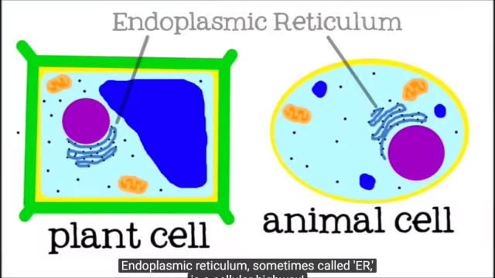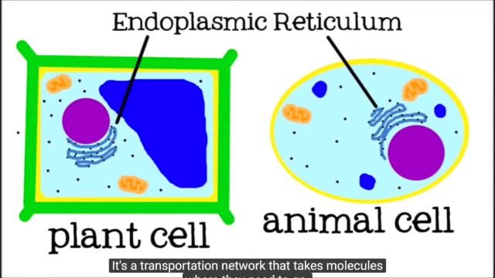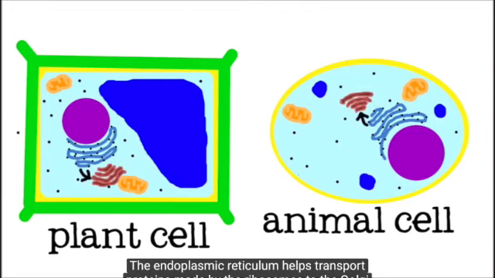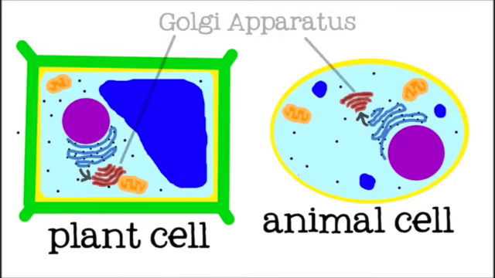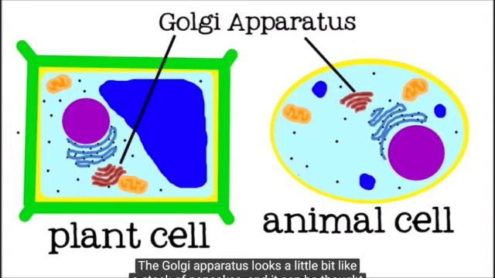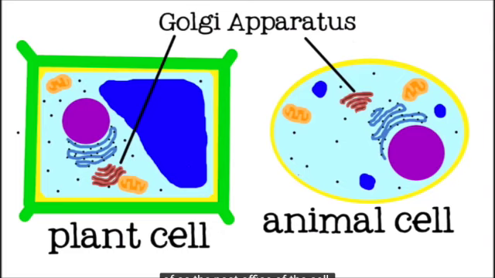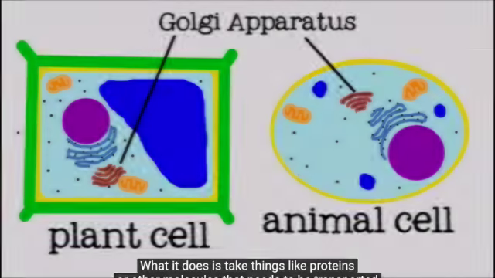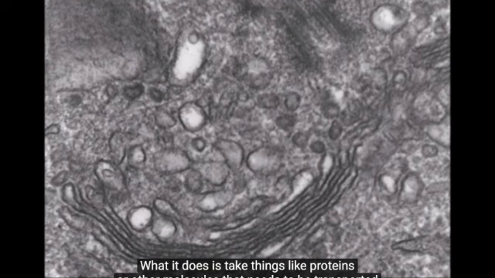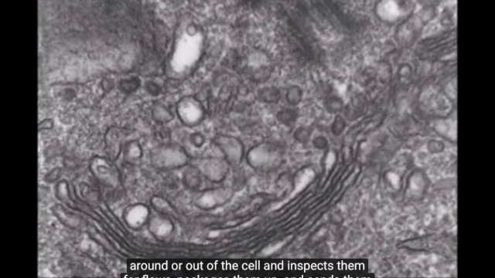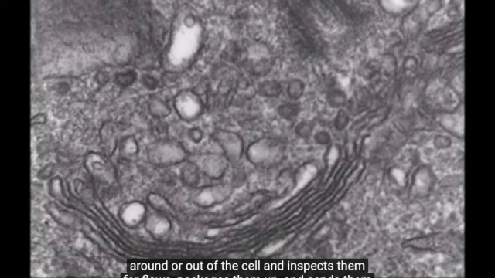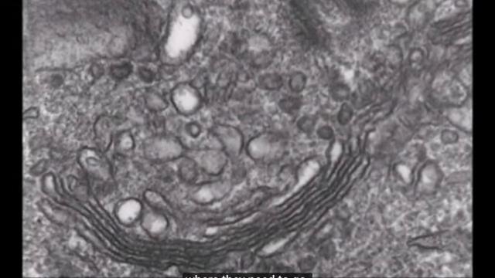Endoplasmic reticulum, sometimes called ER, is a cellular highway. It's a transportation network that takes molecules where they need to go. The endoplasmic reticulum helps transport proteins made by the ribosomes to the Golgi apparatus. The Golgi apparatus looks a little bit like a stack of pancakes, and it can be thought of as the post office of the cell. What it does is take things like proteins or other molecules that need to be transported around or out of the cell, and inspects them for flaws, packages them up, and sends them where they need to go.